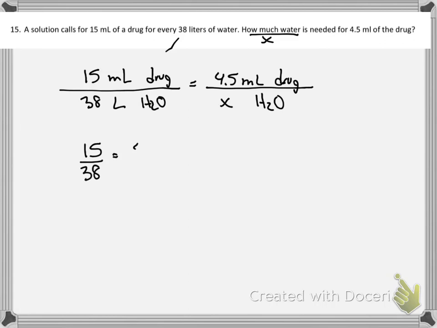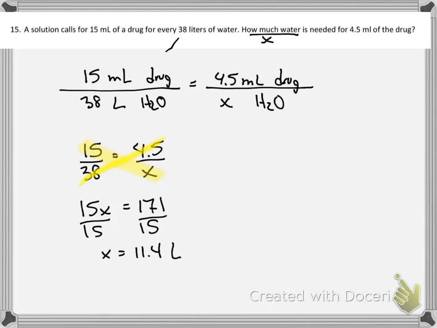So I'm going to get rid of all those confusing words and symbols and letters and just set it up as a normal proportion like this. So then we cross multiply. So we have 15x is equal to, let's see, 38 times 4.5 is 171. I'm going to divide by 15. Okay, so we get 11.4 liters of water. So that would be our final answer.